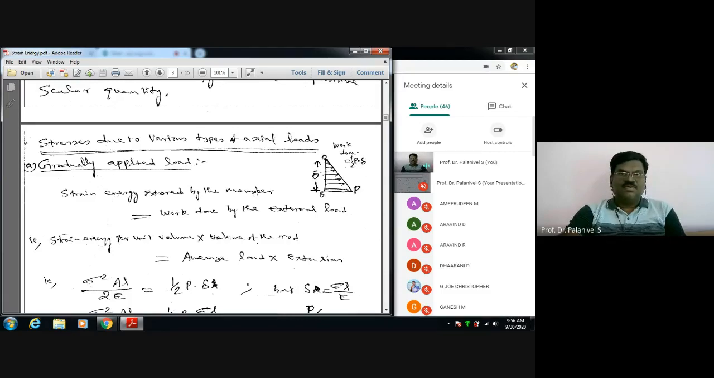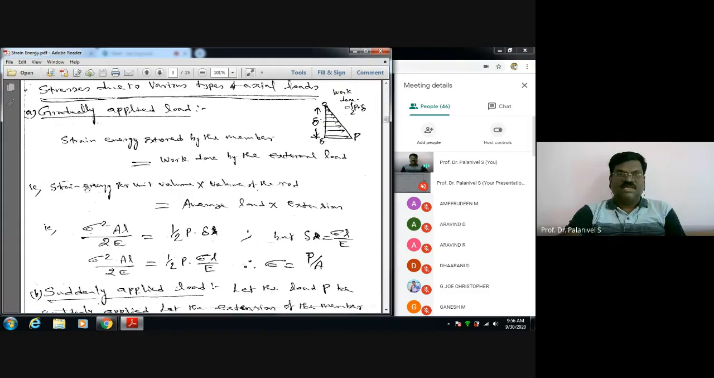Strain energy stored by the member is equal to work done by the external load. What is the strain energy stored by the member? It is nothing but strain energy per unit volume into volume of the rod, which is equal to average load into extension. Work done is nothing but average load into extension.